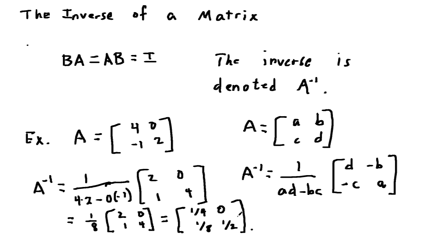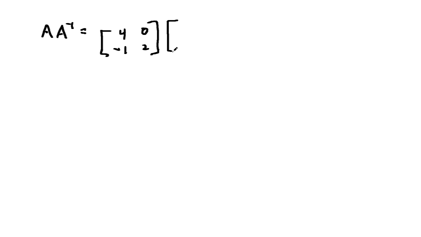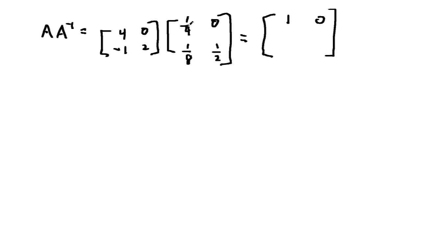Let's see if this actually gives you the identity matrix when you multiply with A. Okay, so A times A inverse is going to be this. And multiply this out, you get 1, get 0 here, negative 1/4 plus a fourth, which is 0, and 1. Okay, so we do get the identity matrix on the right hand side here.